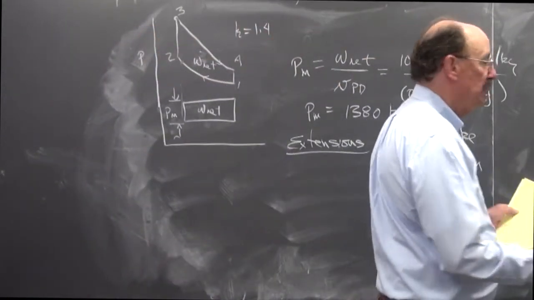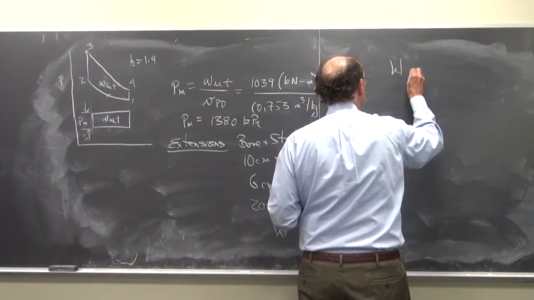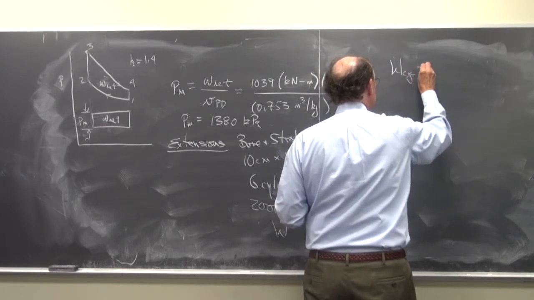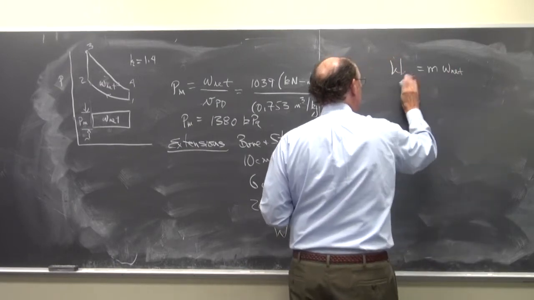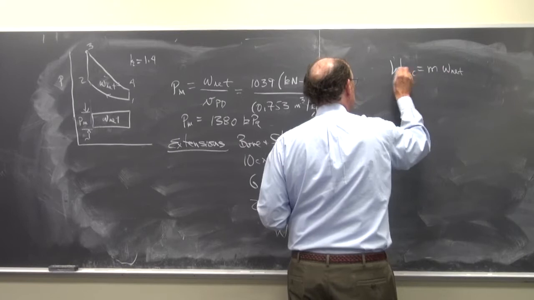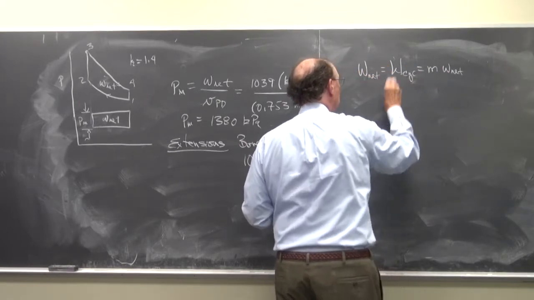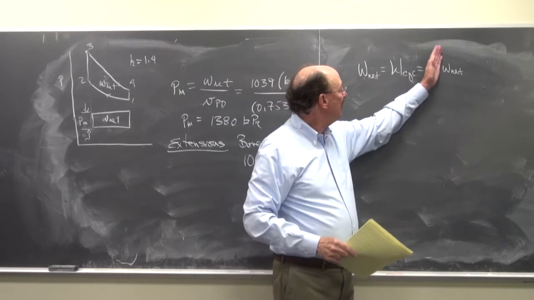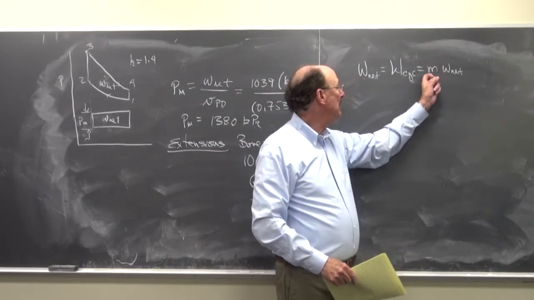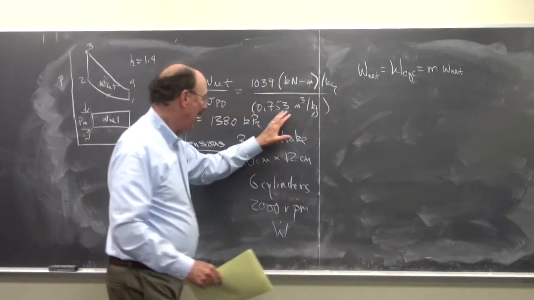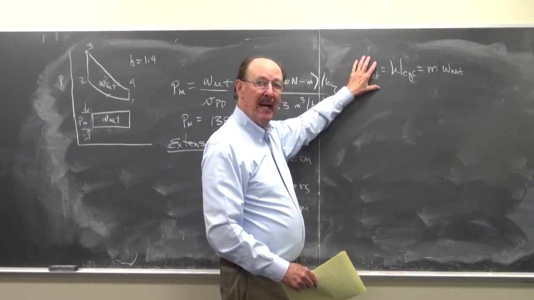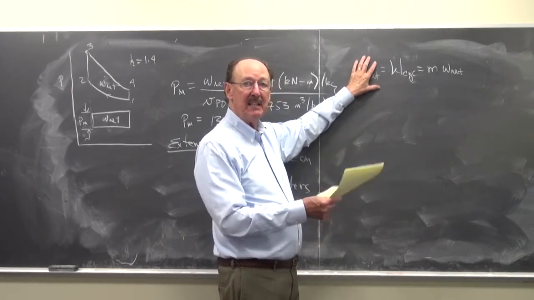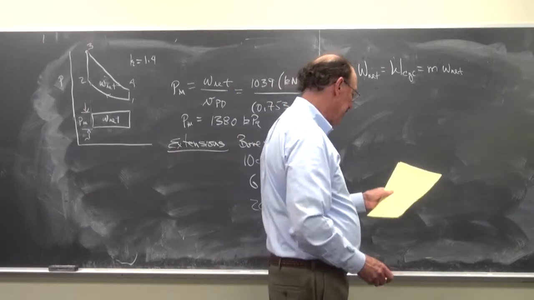So just in terms of a strategy, the work per cycle is equal to the mass times this W net. So what we found per cycle, which is W net. I found W net already. If I find the mass of air, because I now have what the piston displacement is and all that, I can solve for W net. That's the work per cycle, times the cycles per second gives us the power. And so that's the strategy that we'll use.